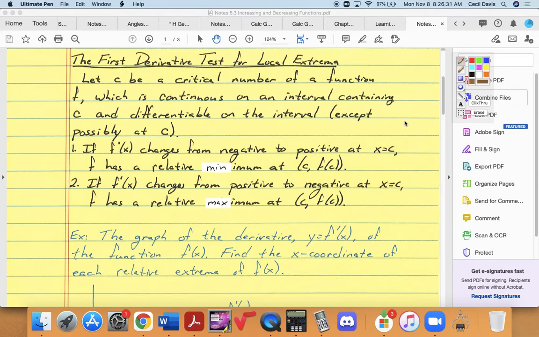The first derivative test for local extrema tells us that if f prime changes from negative to positive at x equals c, then f has a relative minimum at c, f of c. Which is what we were doing a few moments ago when we were looking at that graph of the derivative. The derivative changed from positive to negative. That means that the function changed from increasing to decreasing, and hence you have a local maximum. And vice versa. So this is the first derivative test for local extrema.